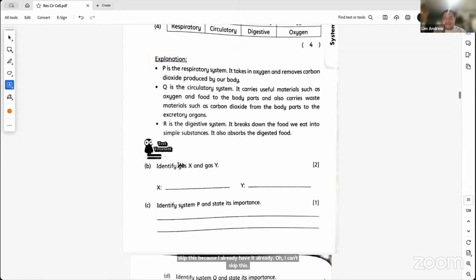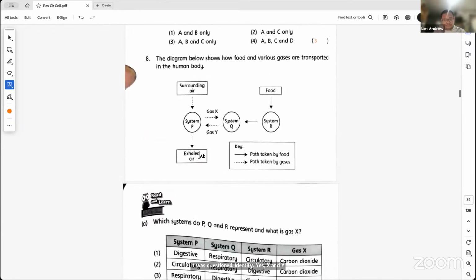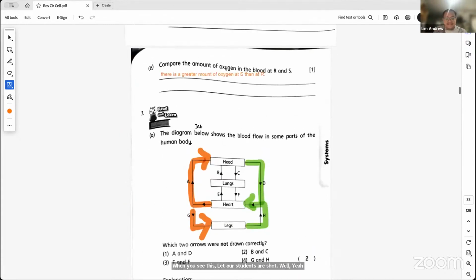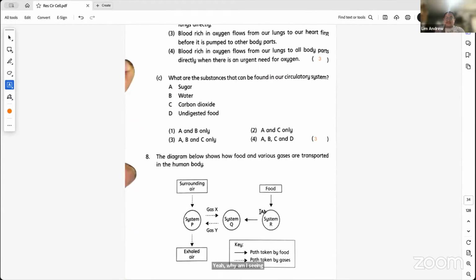Okay, first question. Identify gas X and Y. So gas X is here from system P to Q. Gas Y from system Q to P. When you see this diagram, many of our students are shocked. Why? Teacher Andrew, you mentioned that the diagram flow is like this. Here, why am I seeing this? Well, this is another form of diagram flow, but it is in another direction.